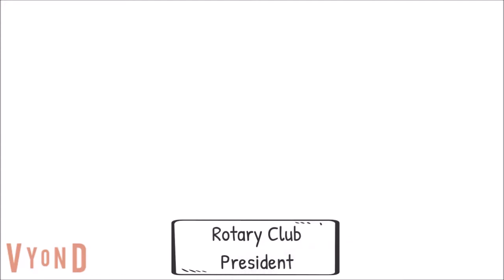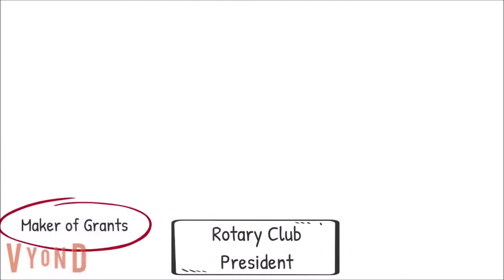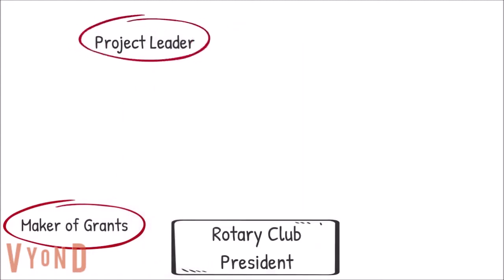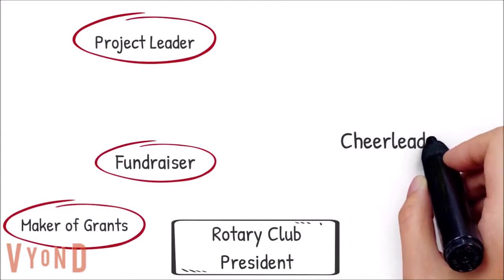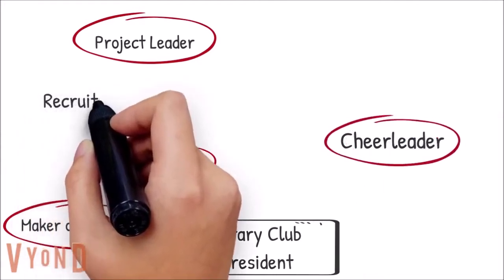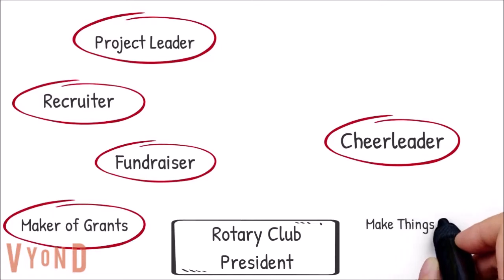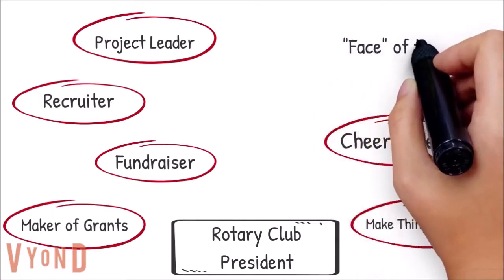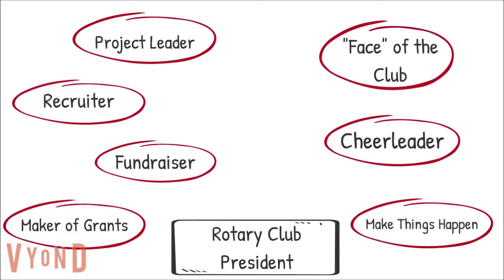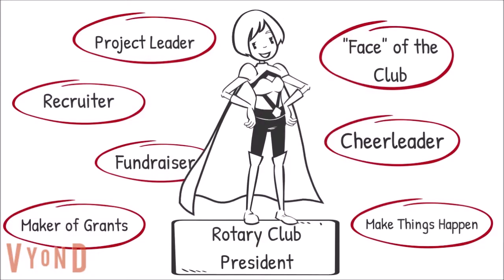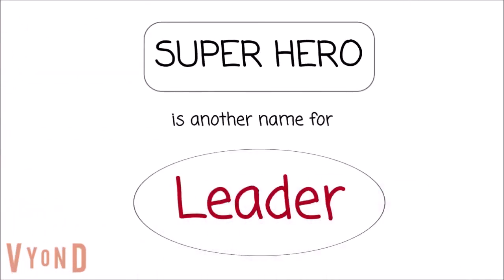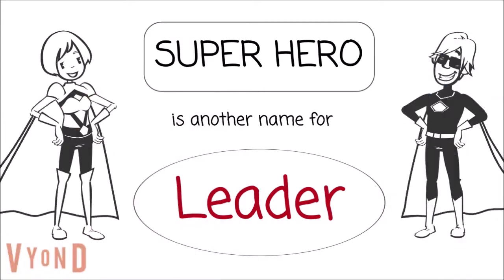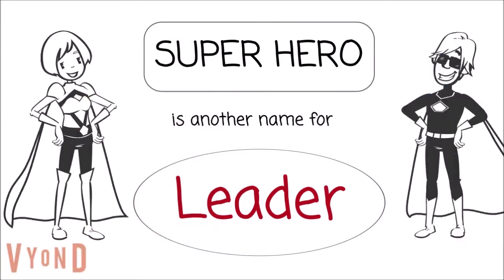As a Rotary Club president, you wear many hats. You are a maker of grants, a project leader, a fundraiser, a cheerleader. You're a recruiter. You're the person who makes things happen. You are the face of your club. In other words, you're sort of like a superhero. In fact, being a superhero president is just another way to describe someone who is simply being a good leader.